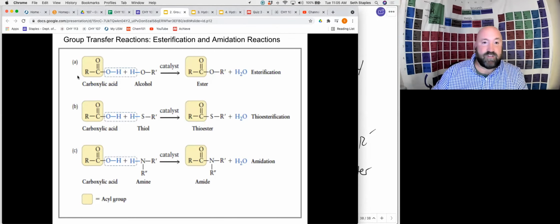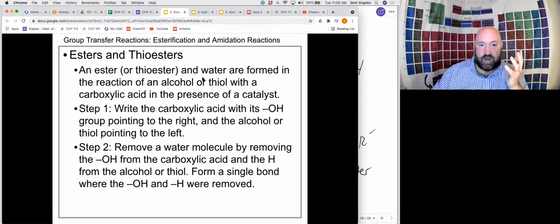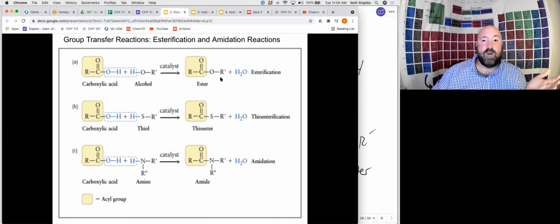Whatever else was attached to the carboxylic acid, whatever this R group was, and whatever else was attached onto the alcohol, whatever this R group was, those are just going to come along for the ride. Nothing's going to change on those, and we form the ester based on that. A thioester, remember, is the same exact thing, except now instead of the oxygen from an alcohol, we have a sulfur from the thiol to form a thioester.